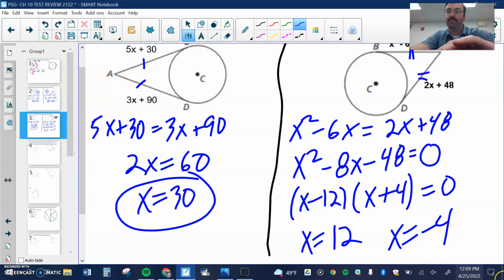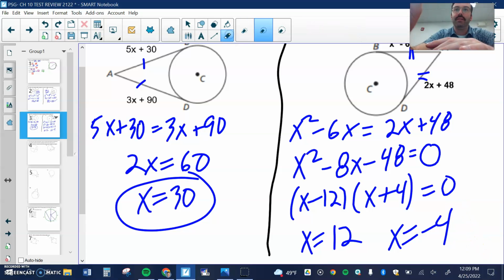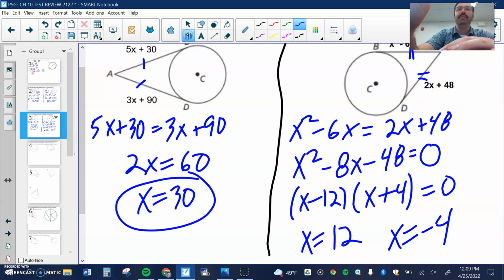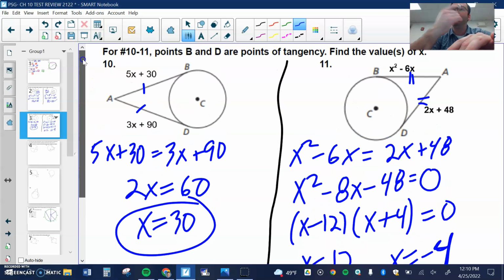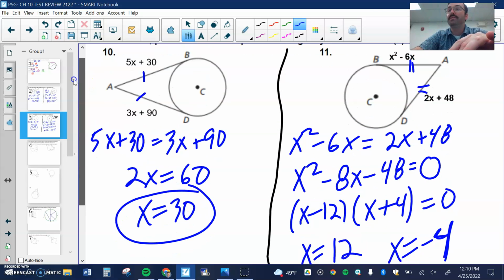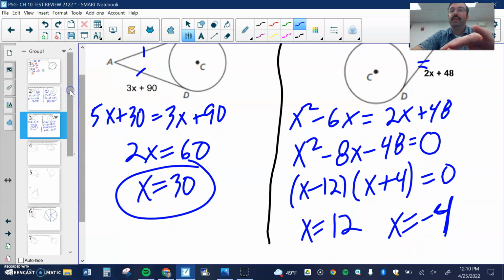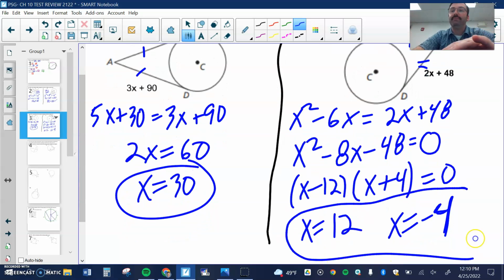Now, our instincts would be to throw out the negative answer. However, the negative answer actually works in this case. Okay? The negative 4 does work. If I plug negative 4 into here, 2 times negative 4 will give me negative 8. Negative 8 plus 48 is a positive number, is 40. If I plug negative 4 into the top, 16 plus 24 is 40. If I try to check 12, they both actually work, so both answers are correct.